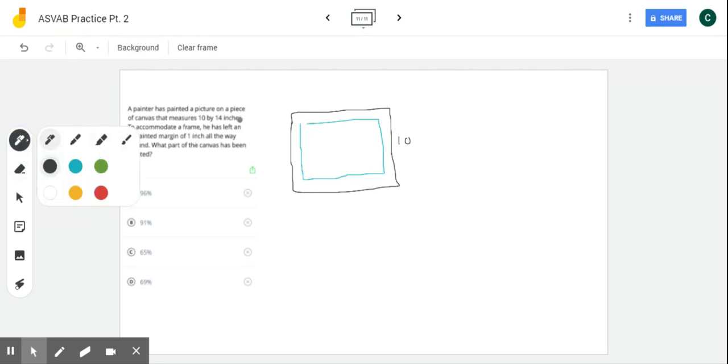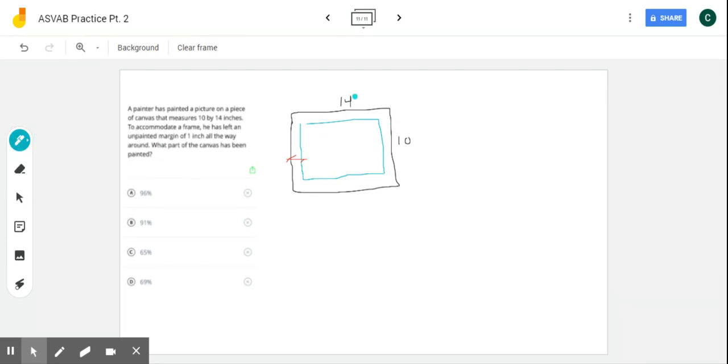Before I do that, 10 by 14 is the whole canvas. 1-inch margin all the way around. That's just saying on each side that distance is an inch. So then they ask what part of the canvas was painted, and the answers are given in percentages. So let's just figure out the blue dimensions quickly.